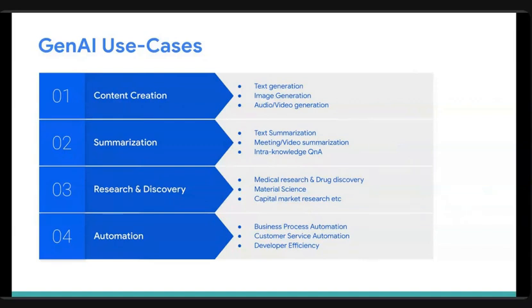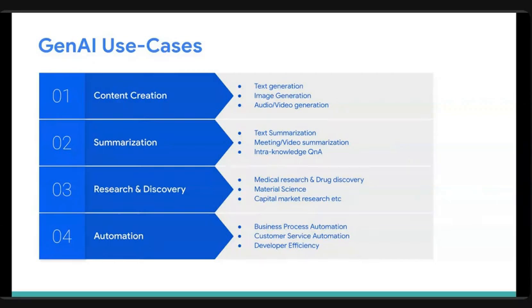The second use case is summarization. GenAI can condense large amounts of information into concise summaries, making it easier to digest complex topics. For example, summarizing news articles, extracting the key points from articles, health reports, or legal documents. It can even generate summaries of meetings, saving time and improving productivity.